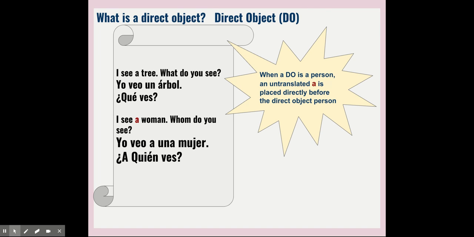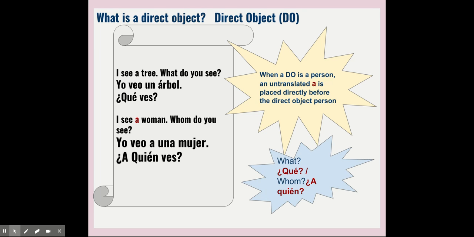Notice that on the second sentence, yo veo a una mujer, we have the preposition a, the relational a. When a direct object is a person, an untranslated a is placed directly before the direct object person. So what are the two question words in Spanish? ¿Qué? ¿A quién?